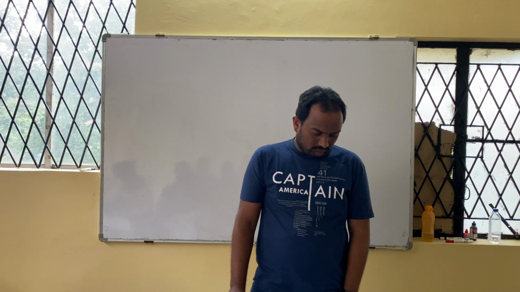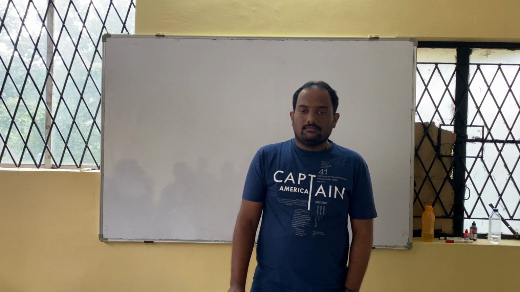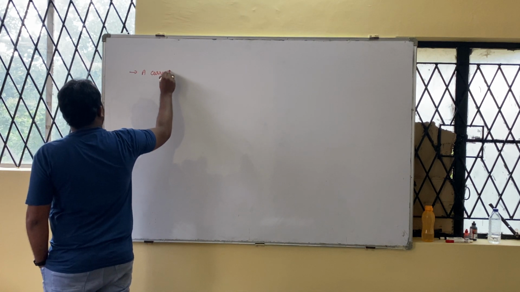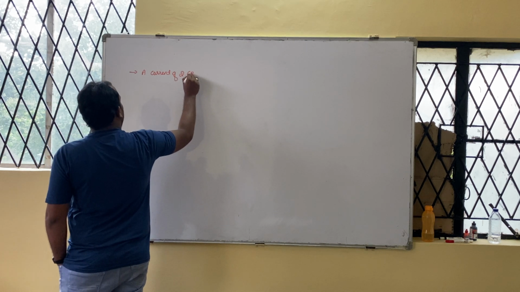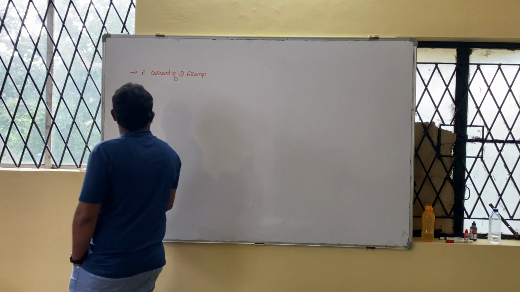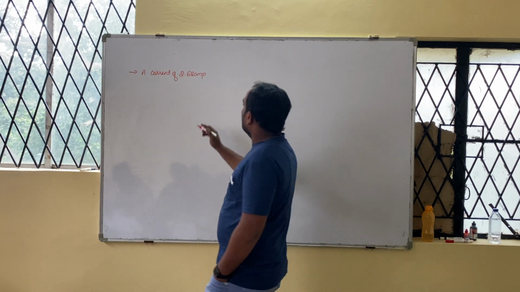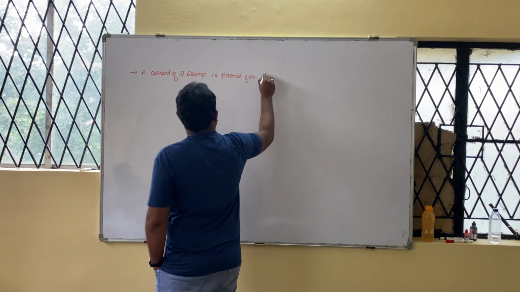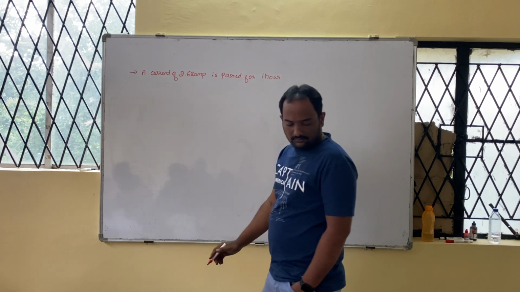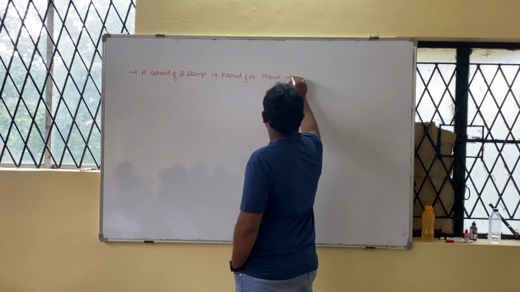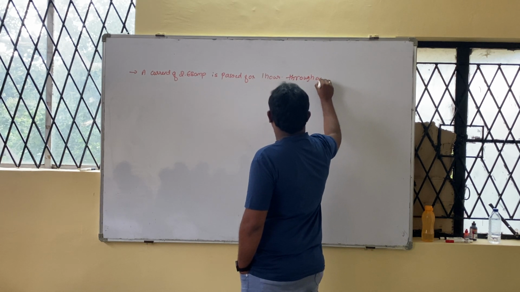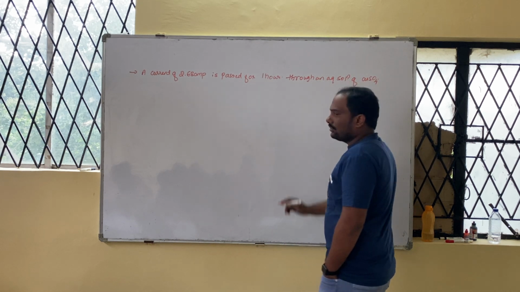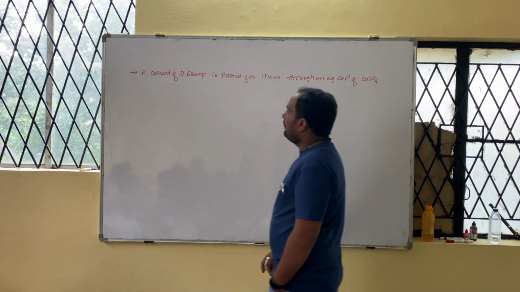Done? Go for the second numerical. A current of 2.68 ampere is passed for 1 hour through an aqueous solution of copper sulfate.